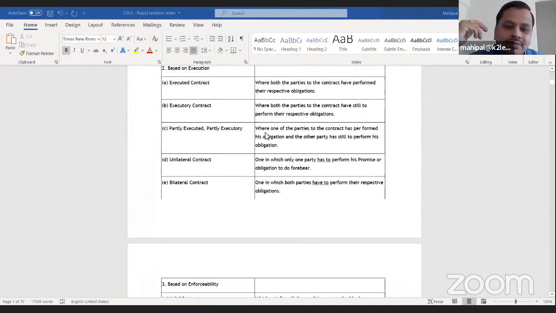Unilateral, again, it is nothing but partly executed and partly executory. Bilateral, where both the parties have to perform their respective obligations. So bilateral contracts are generally executory contracts. Clear?